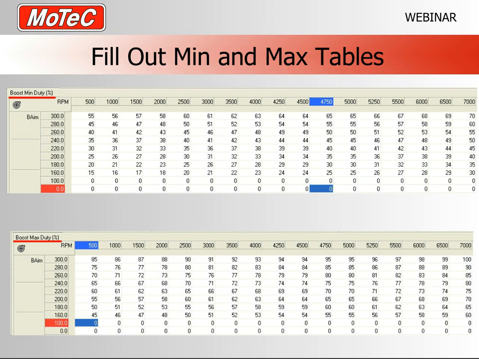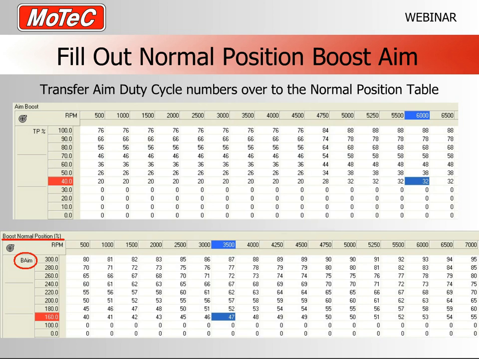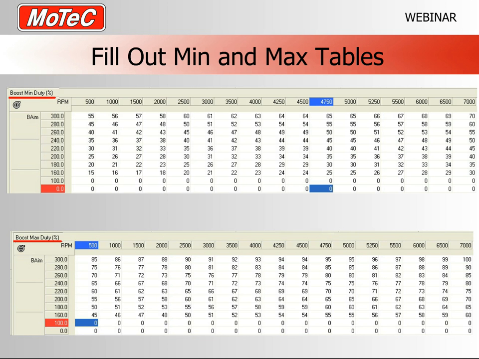So this is the boost minimum table, and at each level of boost, as an example, 240 kPa, 4,000 revs, we have a number of 43. Now, from memory, if we go back, at 4,000 revs, our normal position at 240 kPa is 68. So we're now typing in a number much lower than that, to allow the solenoid duty cycle to come down if for any reason the boost is too high.